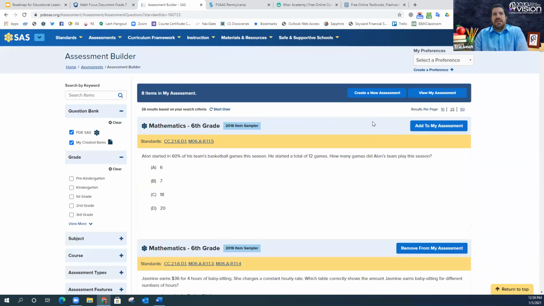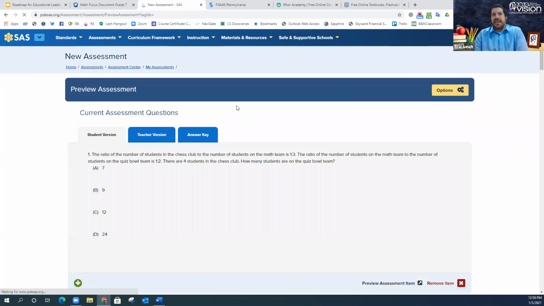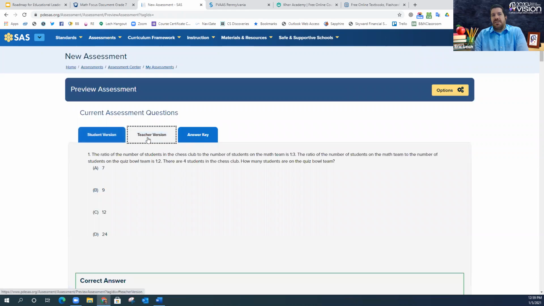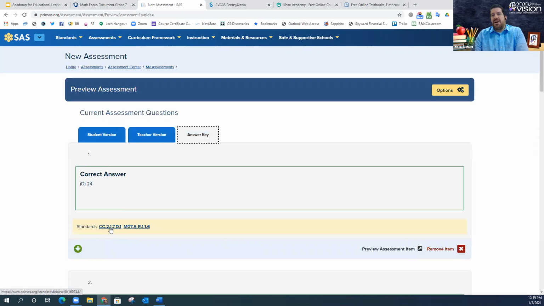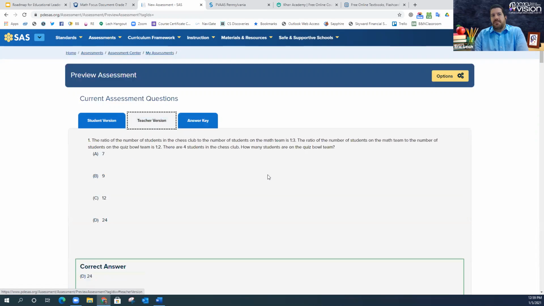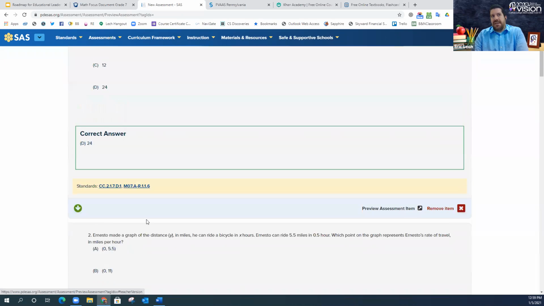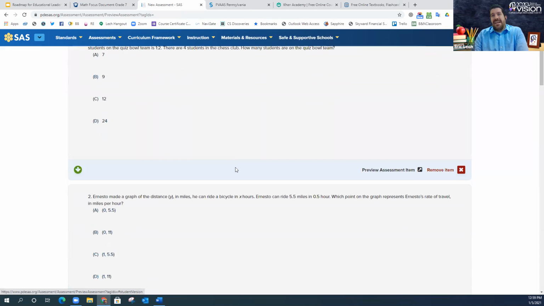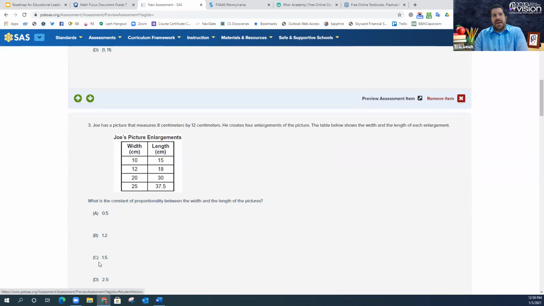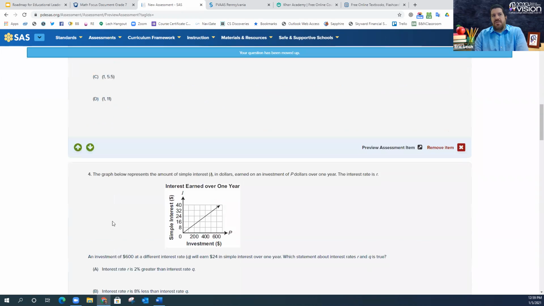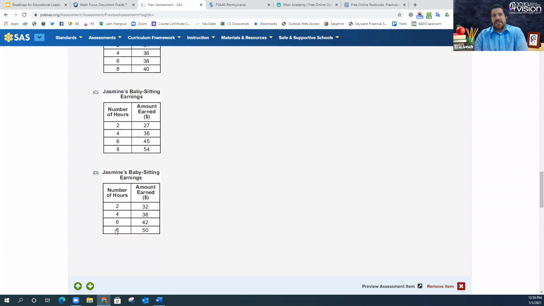So now that I've built this quiz, you can see that I have 8 items in my assessment. I can hit that view my assessment where I have a student version, a teacher version, and an answer key here. You'll see that in the teacher version and in the answer key, the standards are highlighted for you so that you will be able to align them. Are they the 7th grade or the 6th grade standards? Now, in any of these versions, you'll see that you can rearrange them so that you can move them around if you need to on the quiz or test.